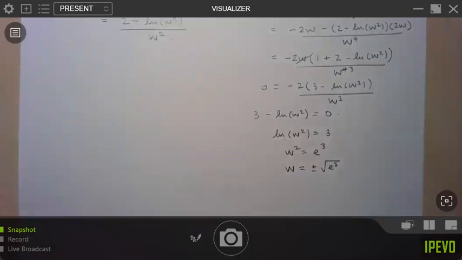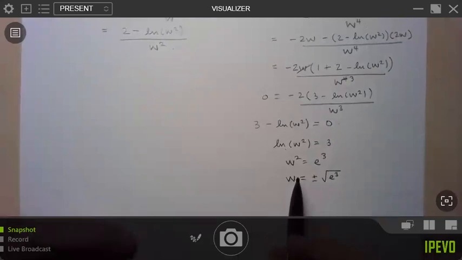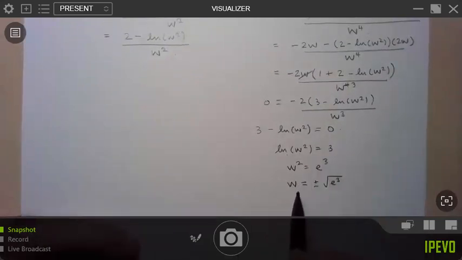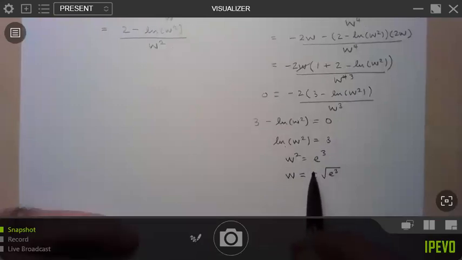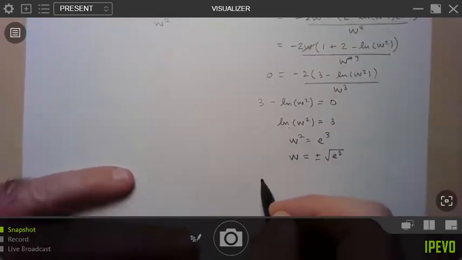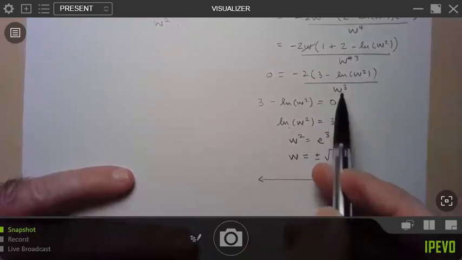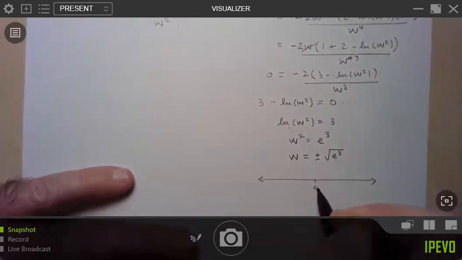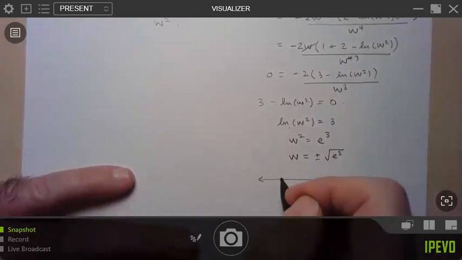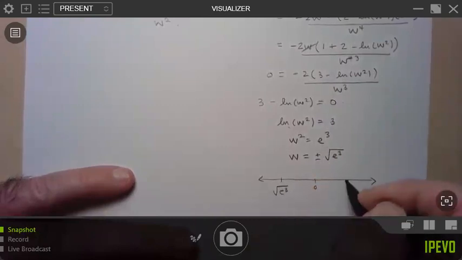Now I'm going back and I'm saying determine the points of inflection for each. So first of all, I have to confirm that these are indeed points of inflection. Okay. So let's set up our number line here. I'm also going to put the 0 there because I know that the sign can change. So here we have the square root of e cubed, and the negative square root of e cubed.